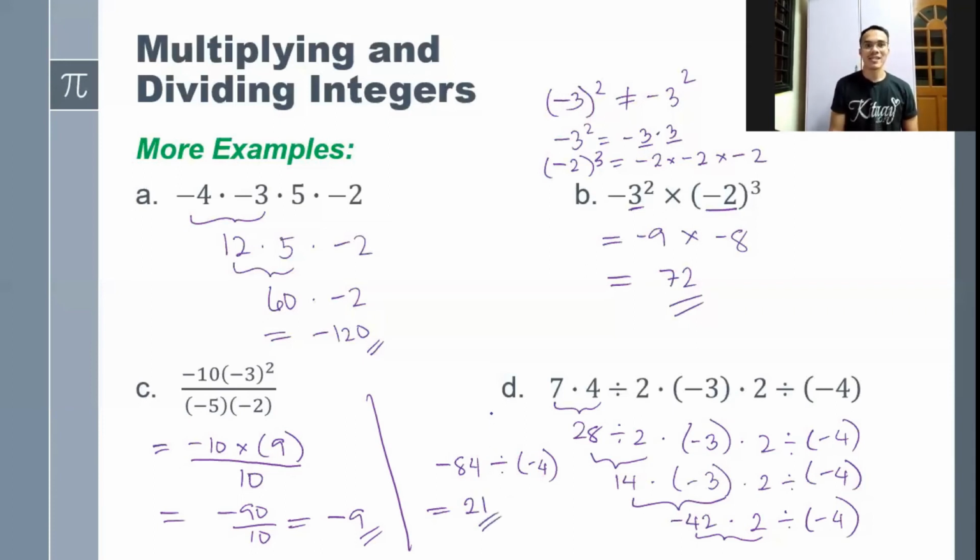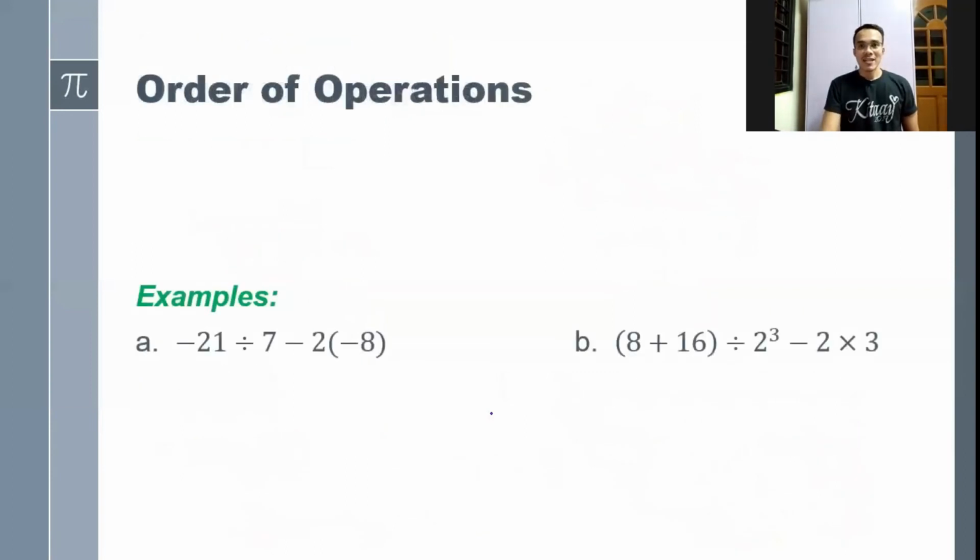Okay. Let's have the order of operations. When we say order of operations, we're talking about the GEMDAS rule. When you were in grade 4 or grade 5 or grade 6, only MDAS rule was introduced to you. This time, we are going to add the grouping symbols and the exponents in that rule. That's why we have here GEMDAS rule.